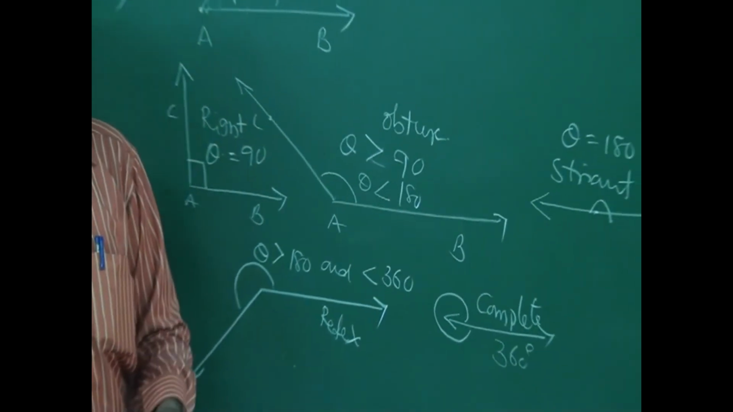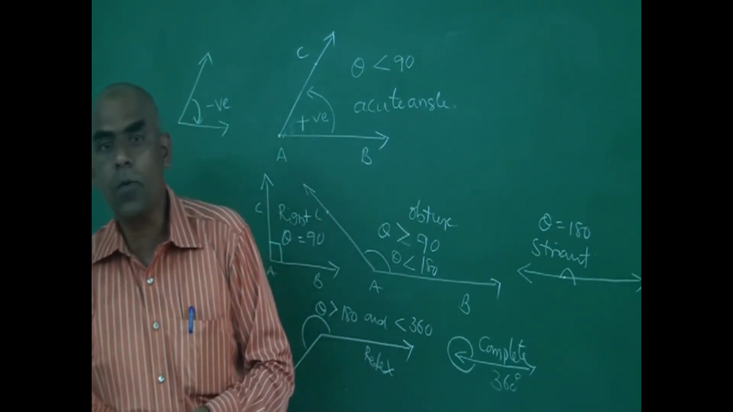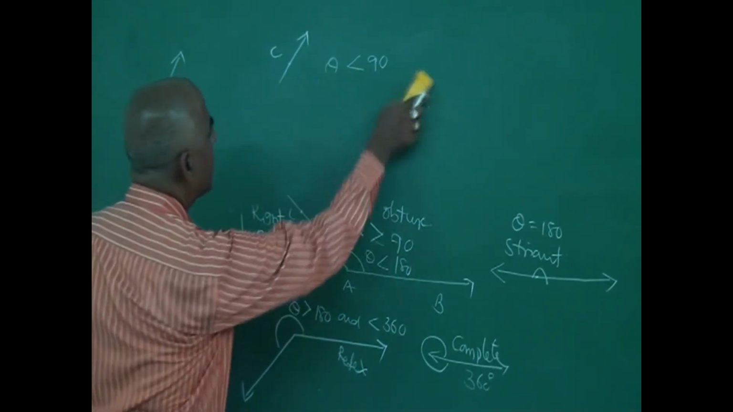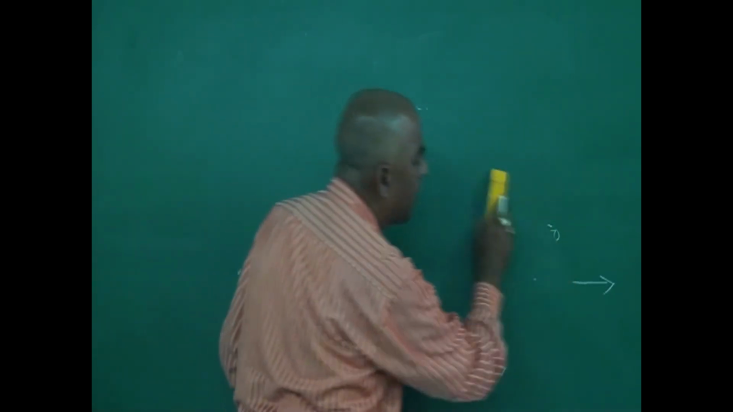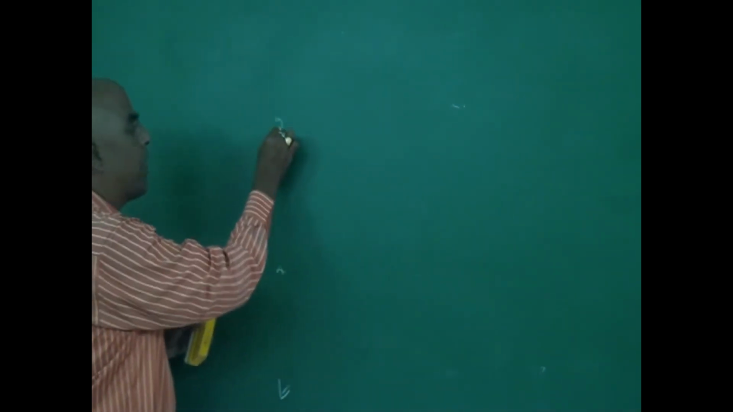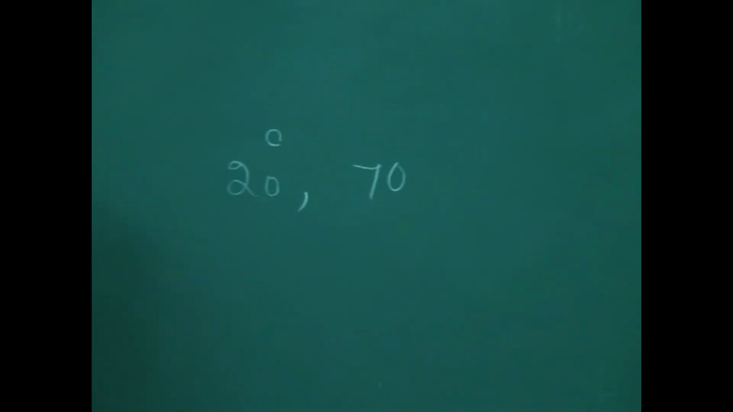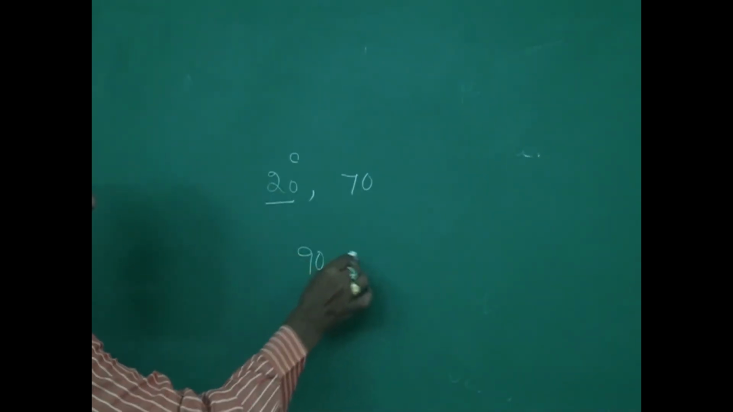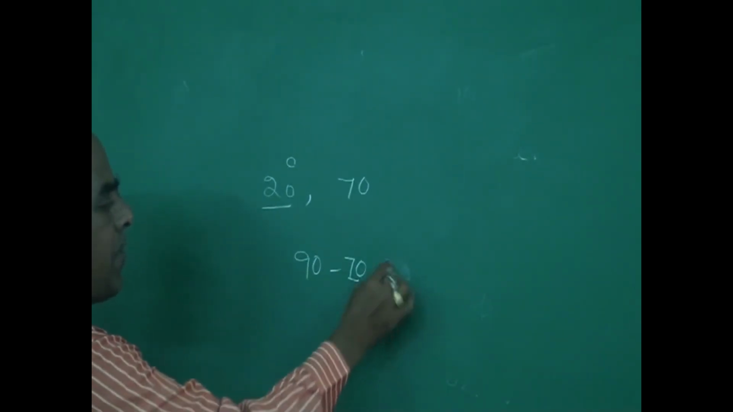Here we are also discussing that if the sum of two angles is equal to 90 degrees, they are said to be complementary angles. For example, if one angle is equal to 20 degrees, then automatically the remaining angle is 70, because the sum of the two angles is equal to 90. So 90 minus 20 is equal to 70.